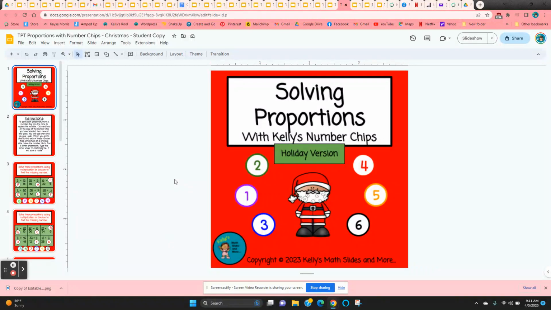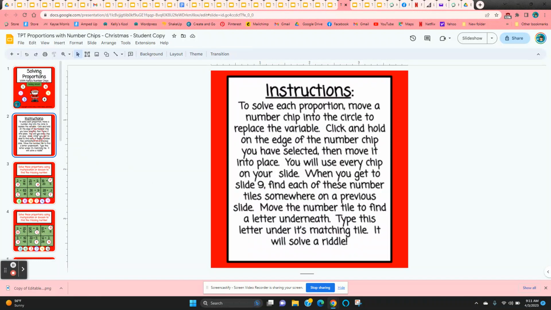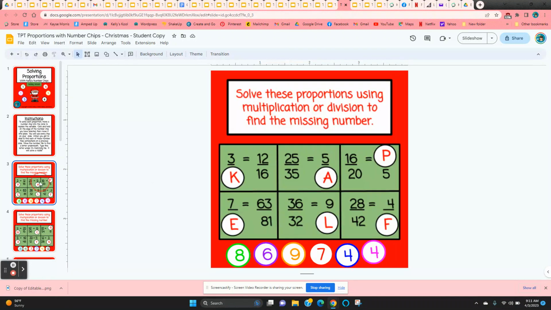Solving proportions with number chips. This is the holiday version. All of the instructions are on slide 2. Students are going to start on slide 3. So they're going to solve these proportions, equivalent ratios or equivalent fractions, and they're going to move these number chips into the correct place to create equivalency. The letters will be used on the very last slide to solve a riddle.